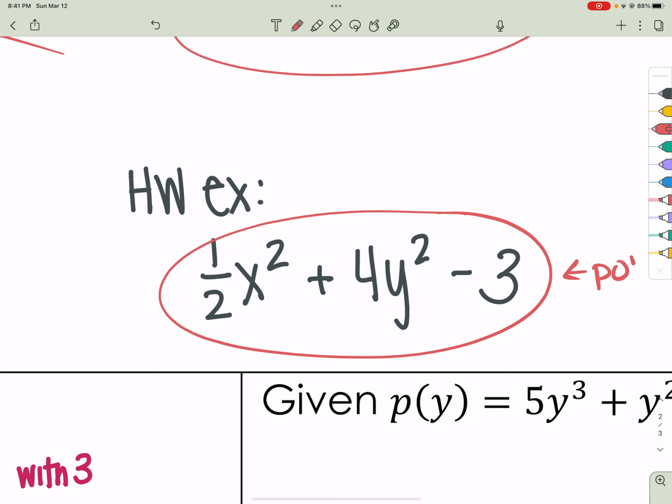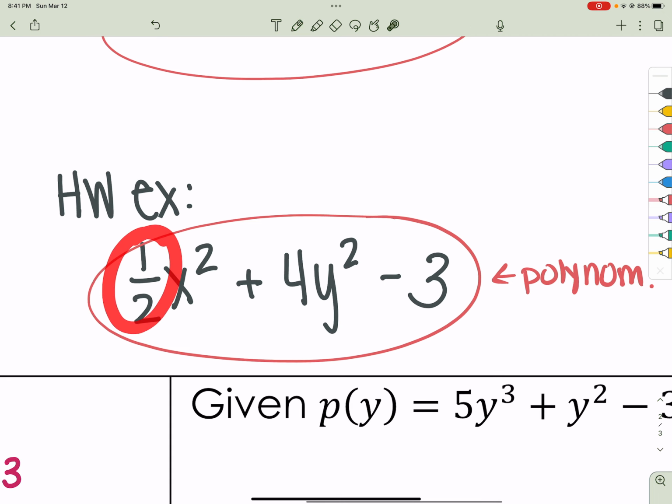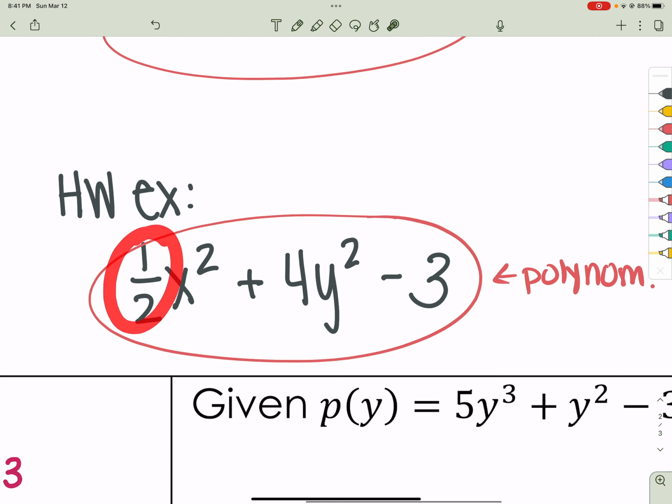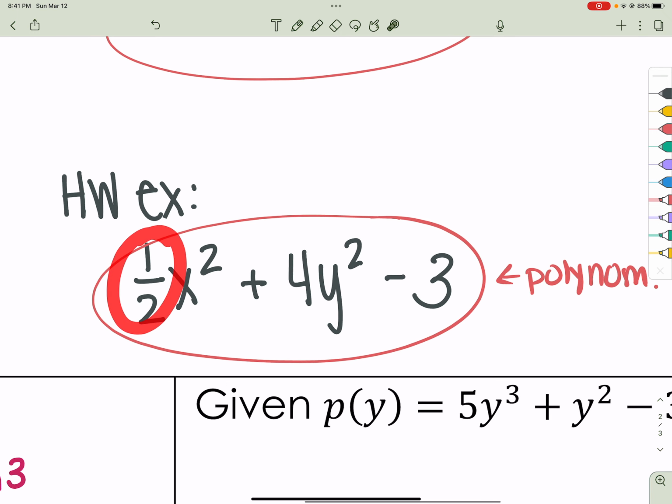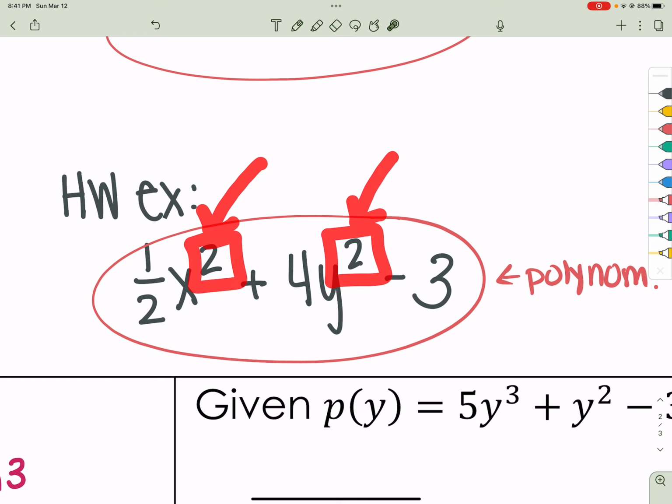And the reason that I wanted to add this one in the notes is because students see the 1/2 and they think that it's not a polynomial because it has a fraction in it. But remember, the stipulation is no fractions and no negatives in the exponents. And these exponents are 2. And so that's fine. This actually is a polynomial.